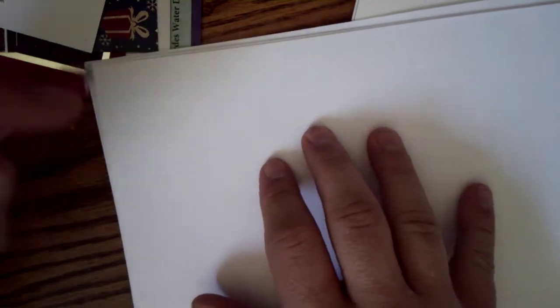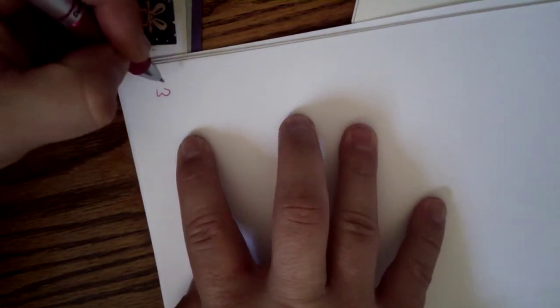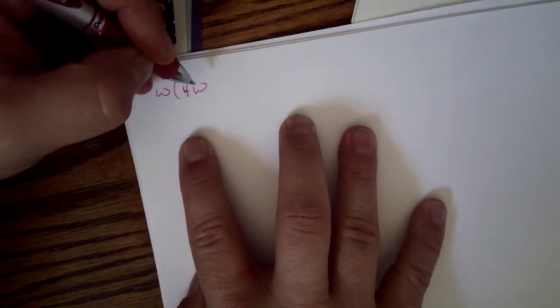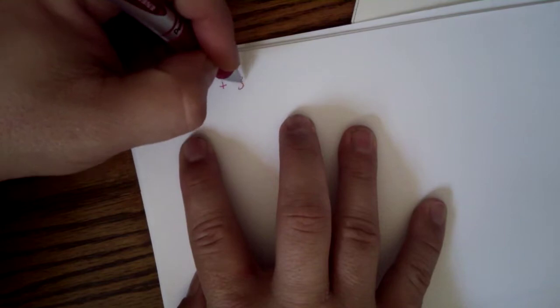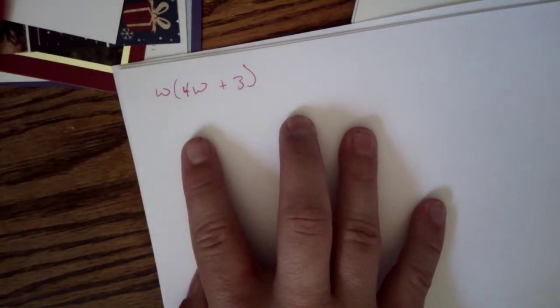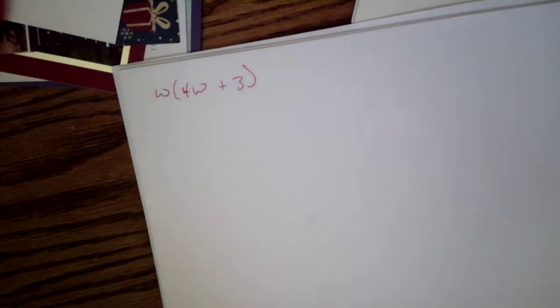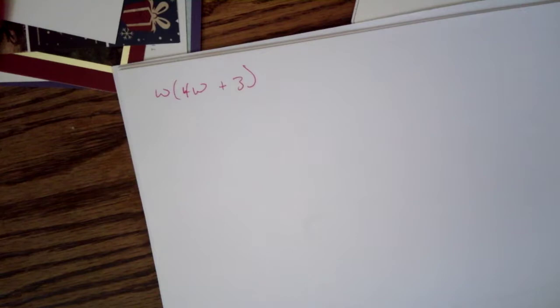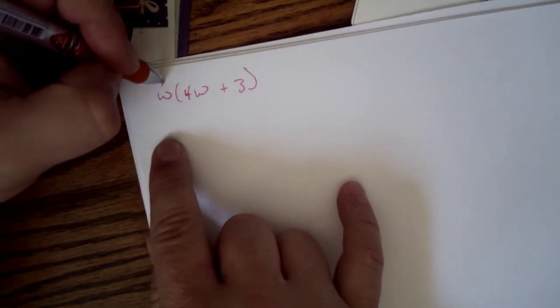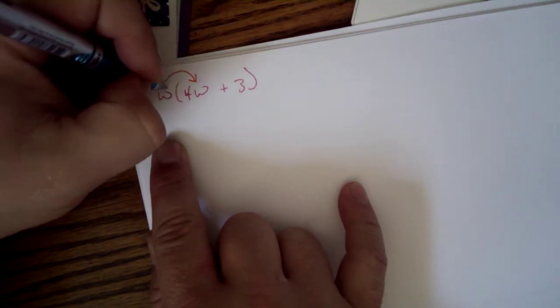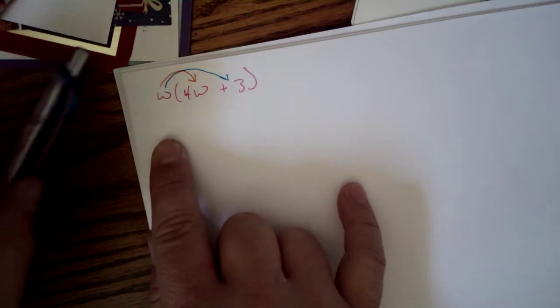So if we look at that first problem, we'll do W times 4W plus 3. Okay, so if I'm multiplying by this monomial, all I have to do is take that and distribute it to all the terms inside the parentheses. Pretty easy. All right, so I'm just going to say W times 4W, and then W times 3. That's it. That's all I'm doing.